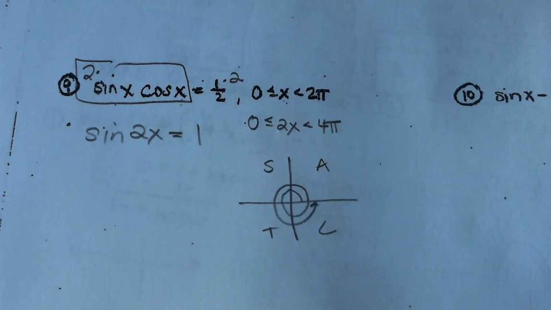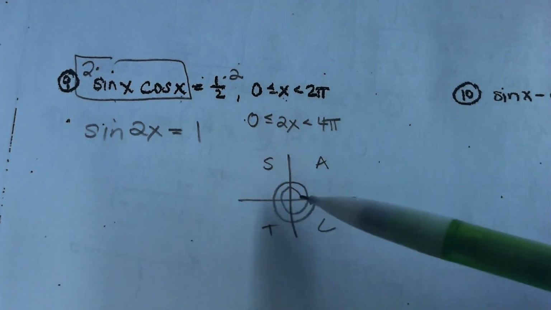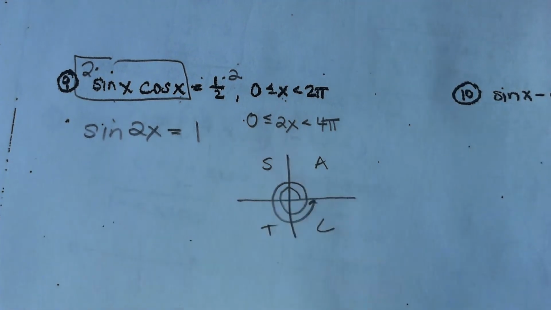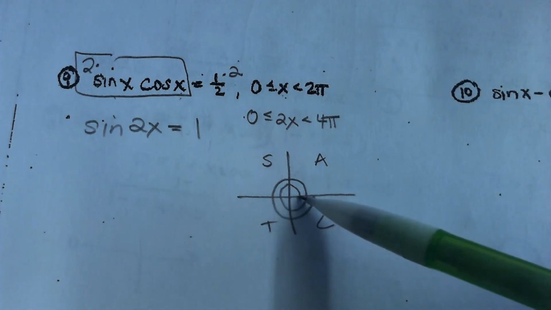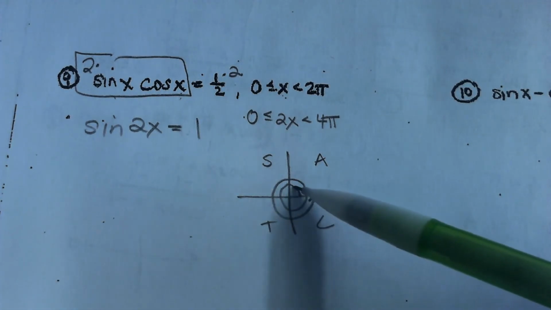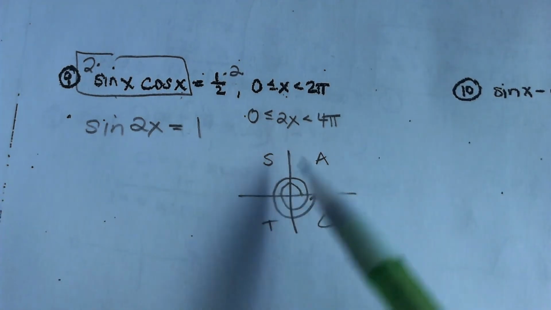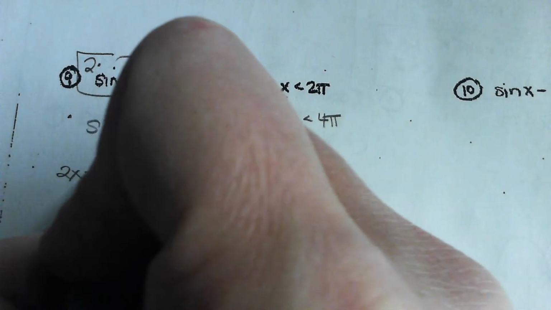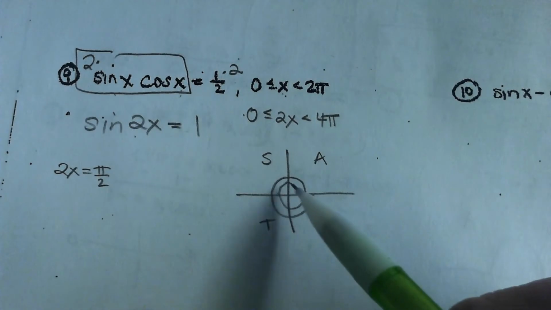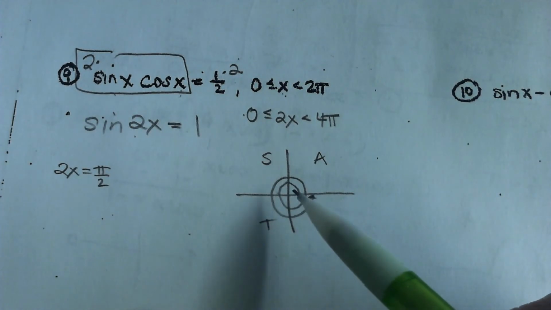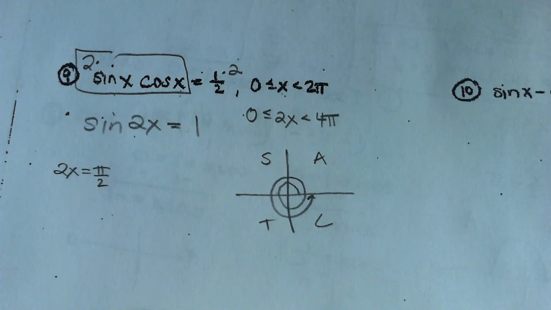Connor, where's the first spot as you start progressing from 0 and going around the circle? Correct. What's the first angle we're going to come to that the sine will equal 1? Say it again. No, the sine of pi is 0. Pi over 2, correct. So 2x could equal pi over 2. What's the next angle we'll come to, Olivia, that has a sine of 1?